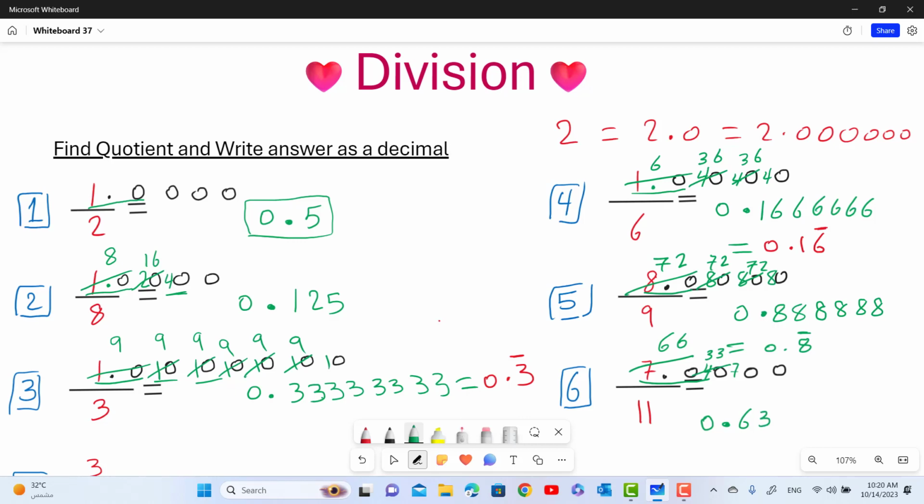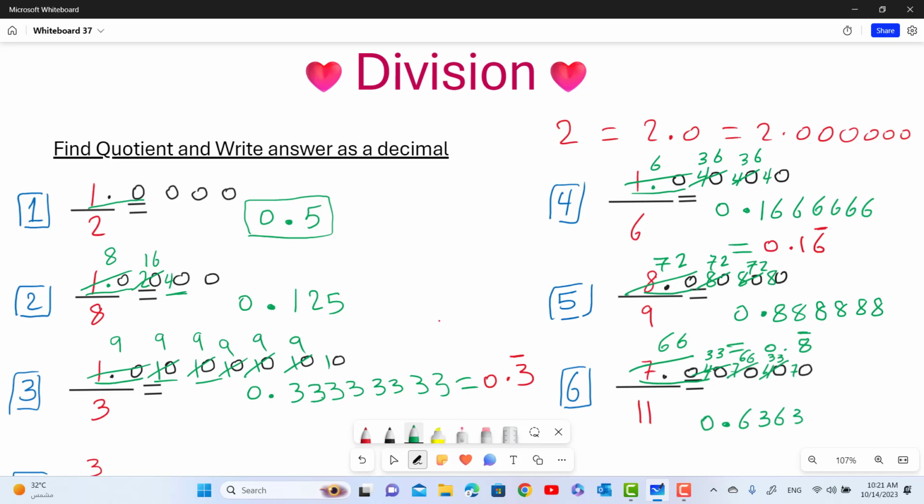70 divided by 11, we can't. We make it 66. And how many left? 4. 66 divided by 11 will be 6. 40 divided by 11, put more 0 to see what happened. 40 divided by 11, we can't. Which number is less? 33. How many left? 7. 33 divided by 11 is 3. You can see what happened here.